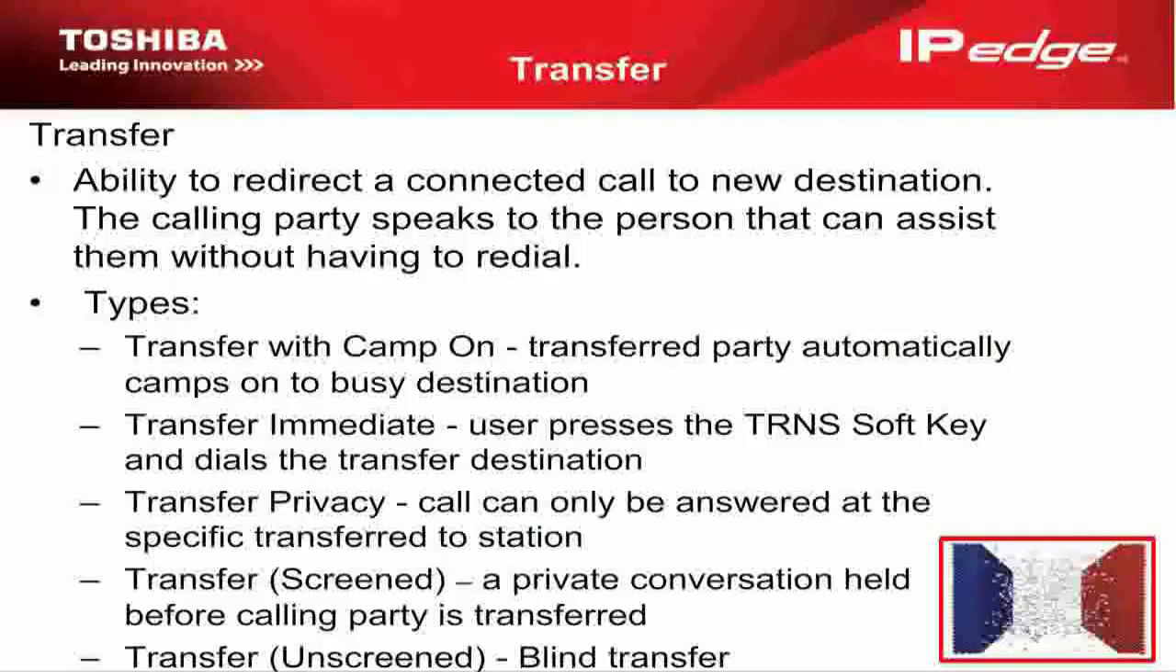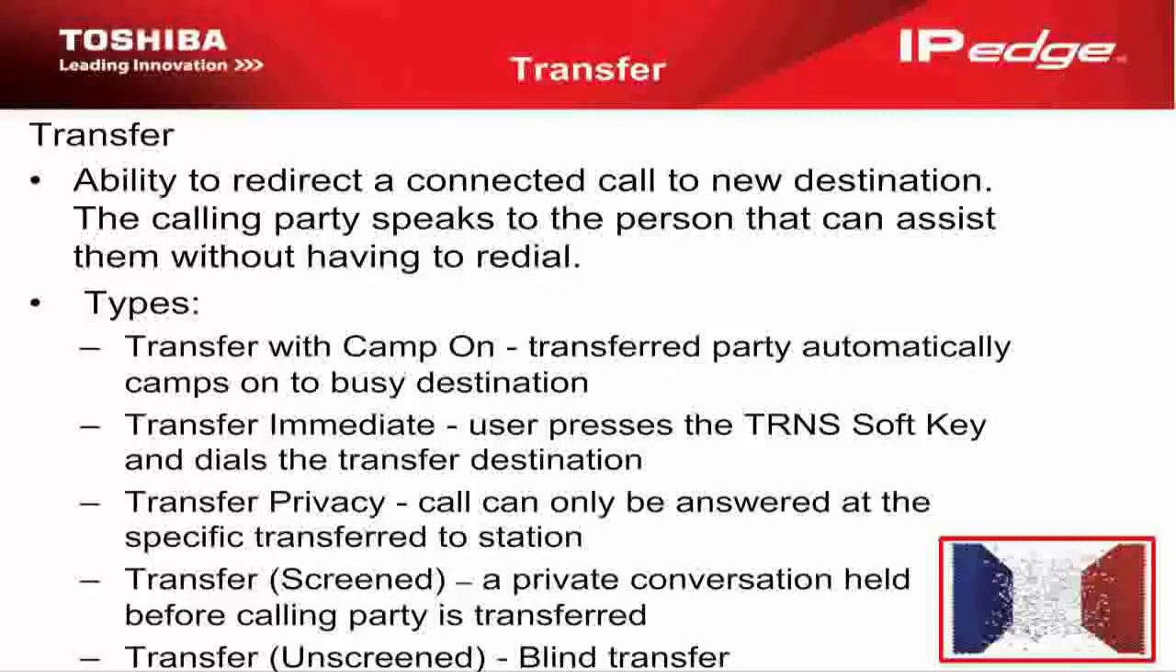Transfer Privacy. An outside call that has been transferred can only be answered at the station to which the call has been transferred. Another station cannot pick up the transferred call unless it is another station using the directed call pickup feature or a station that has a DN appearance of the transferred to DN. A flashing red LED indicates the call is transferred. Privacy for transferred calls can be disabled in programming.